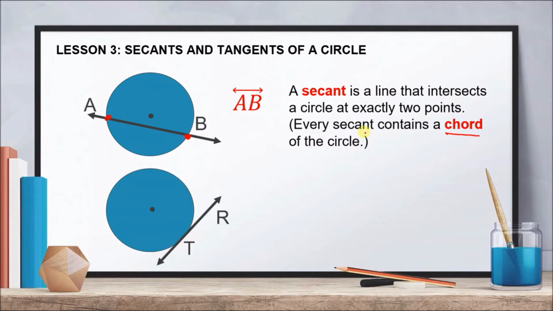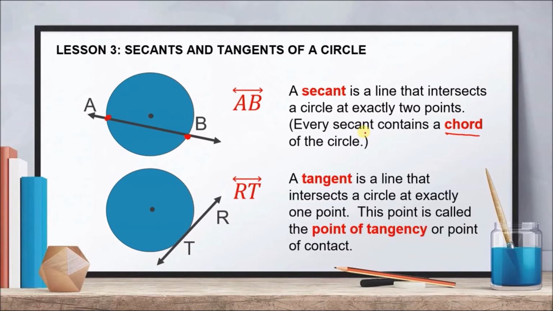We also have the tangent. As you notice, a tangent is RT there. Tapos, ang tangent, kung i-define natin, it intersects a circle at exactly 1 point. Ang kaisa-isang point na ito ay kung tawagin ay point of tangency, or sa ibang book, malalaman mo na point of contact ang katawagan din sa kanya.